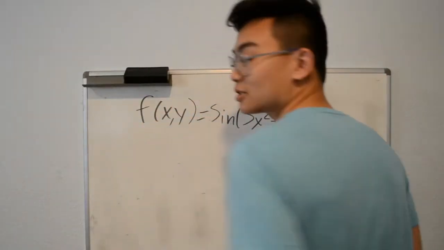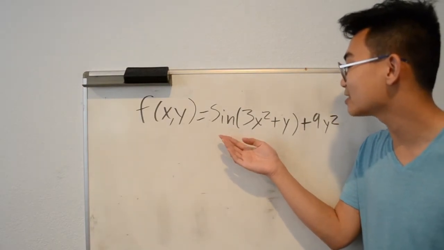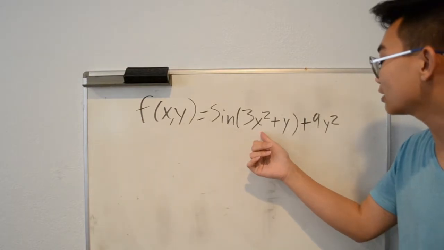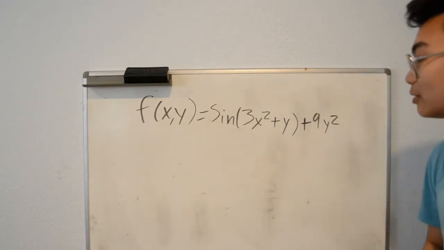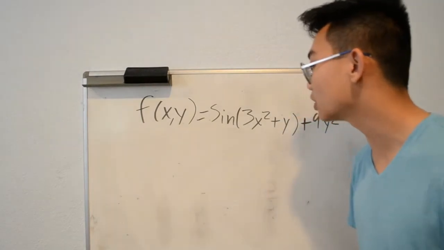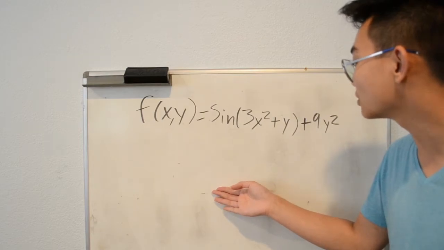Okay, so we're going to do examples now. This is sine of (3x squared plus y), plus 9y squared. So first what you want to do is find the partial derivative in terms of x.